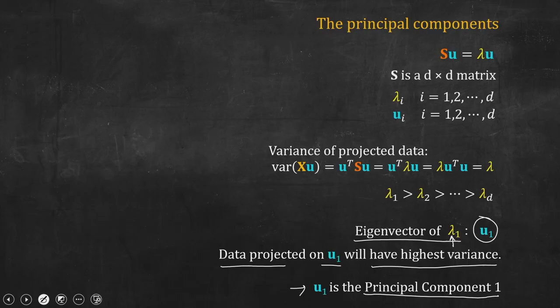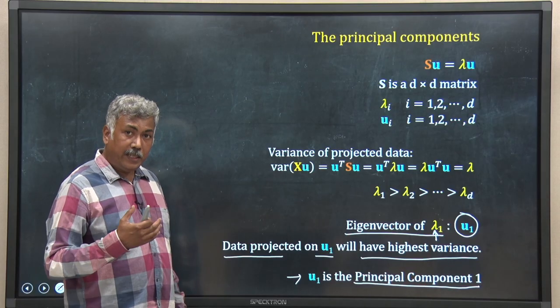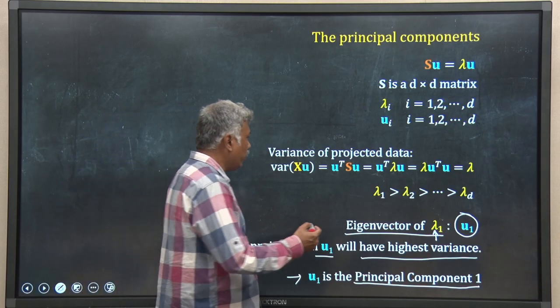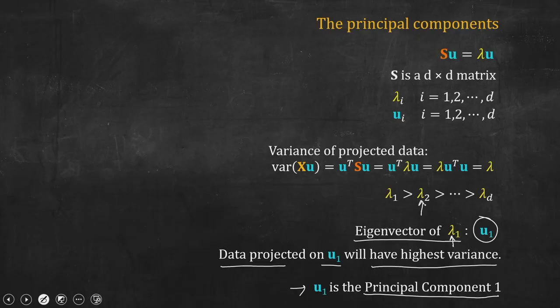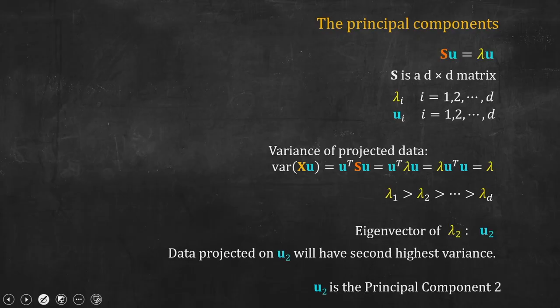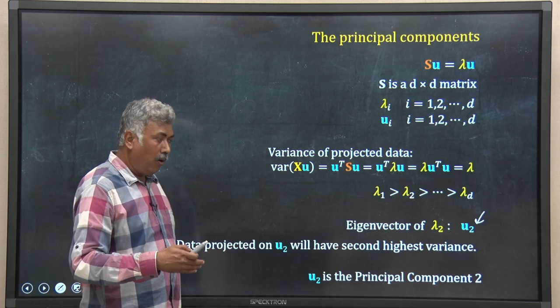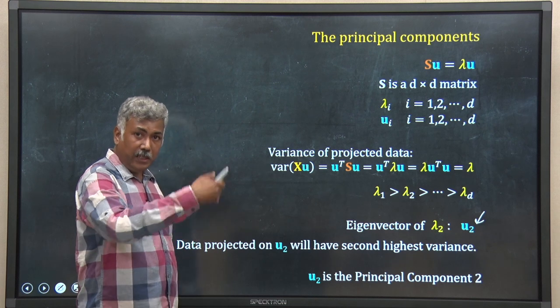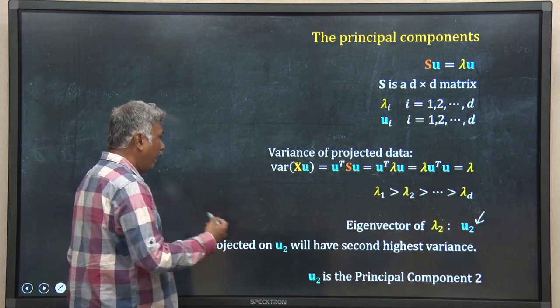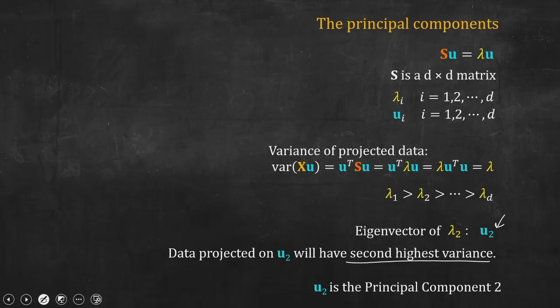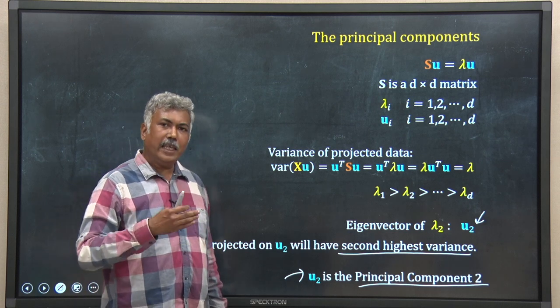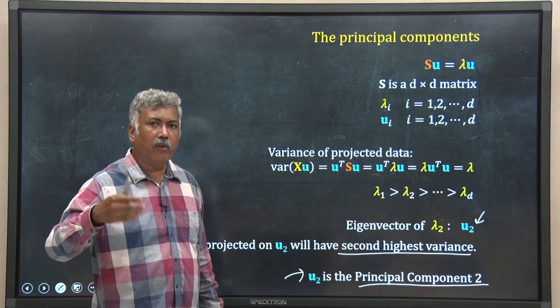Now, once you have selected the first principal component, go to the second highest lambda, lambda 2, and the corresponding eigenvector is u 2. If I project my data on this vector u 2, a new axis, I will have the second highest variance. So, I will pick this vector also and call it the second principal component, PC 2. In this way I can pick principal components 1, 2, 3, 4 up to D.